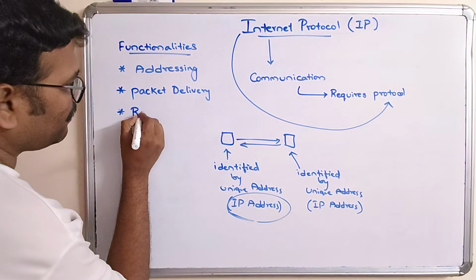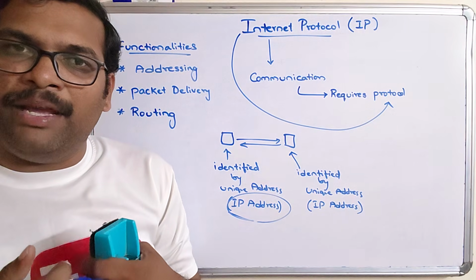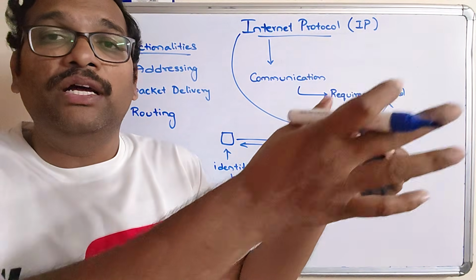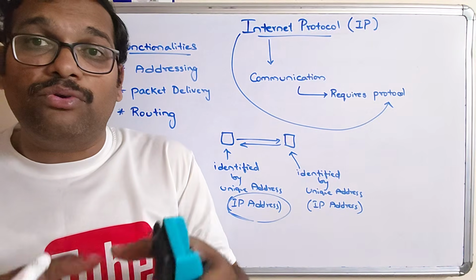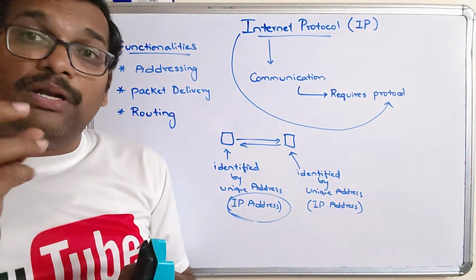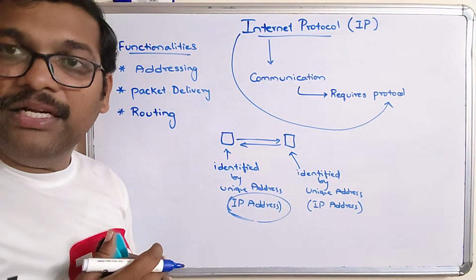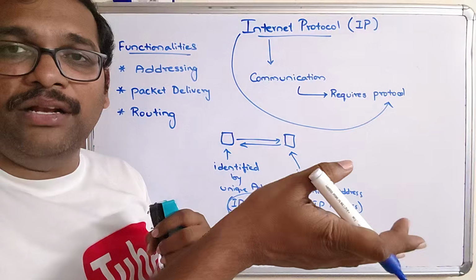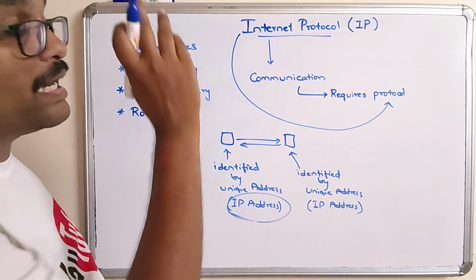And the next one, routing. If I want to send an email to a person who is in another country, obviously the packet should be transmitted through different networks to reach the destination. There will be no single point of contact, so the packet has to travel over a number of networks. At each and every level, the router will take care of delivering the packet to the destination based upon the IP address. Transmitting this packet from source to destination with a minimum cost or minimum distance is called routing. So routing is the third functionality of the internet protocol.